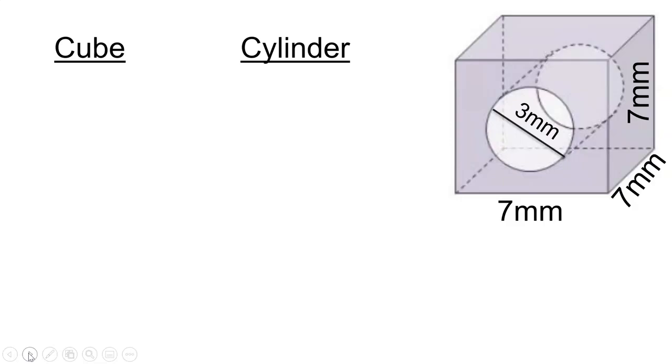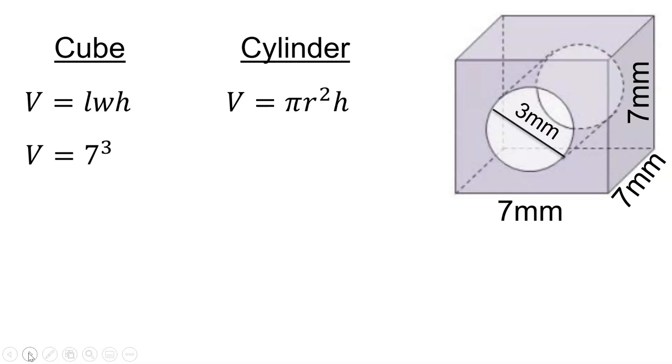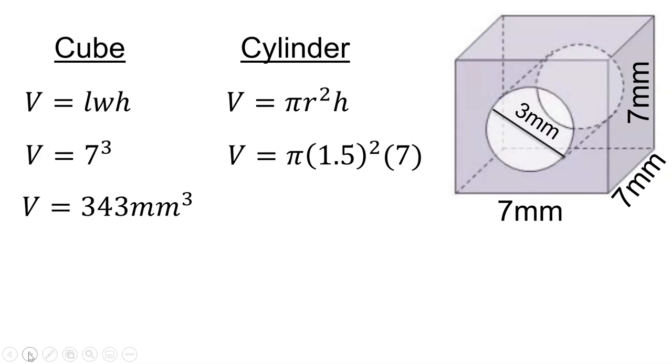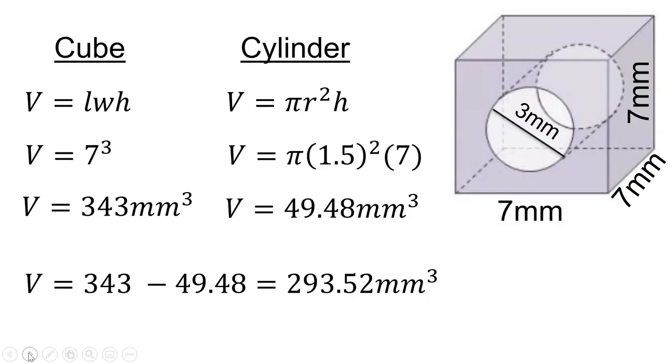Let's start by finding the volume of one of these toy pieces. The piece is created by subtracting the cylinder volume from the cube's volume. To find the volume of the cube, we would use the formula volume equals length times width times height, or the formula V equals side cubed. Since the side is 7 millimeters, the volume of the cube is 7 cubed, or 343 cubic millimeters. The volume of the cylinder in the cube is found with the formula pi r squared h. By substituting the values into the formula, we find the volume of the cylinder, and then when we subtract the two volumes, we find the volume of the toy piece.